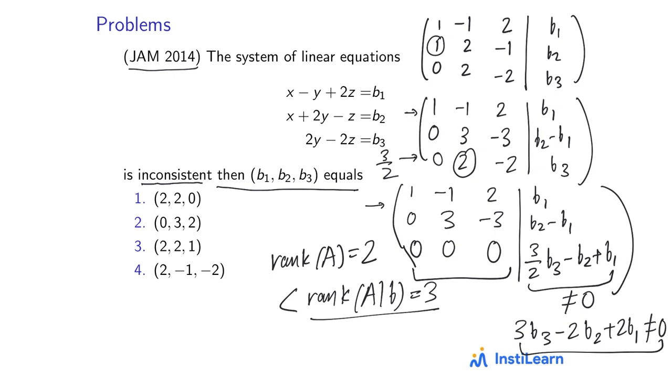Okay, so let's check out of these options which one holds true. So 2, 2, 0. So b3 is 0. So 3 times 0 minus 2 times 2 plus 2 times 2.